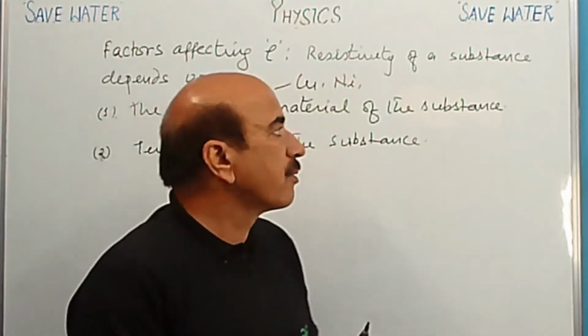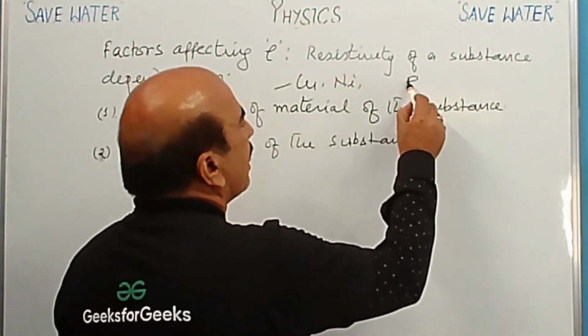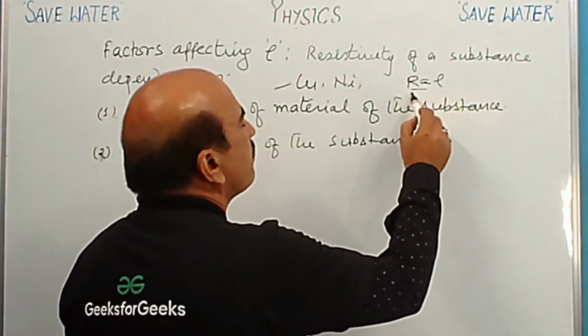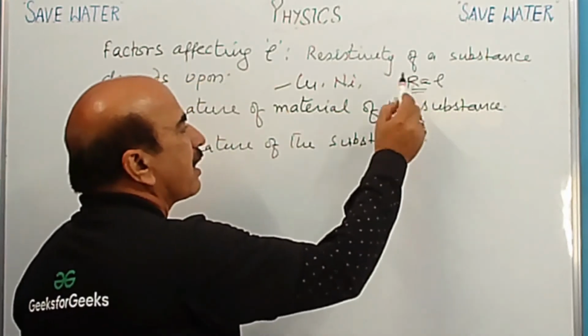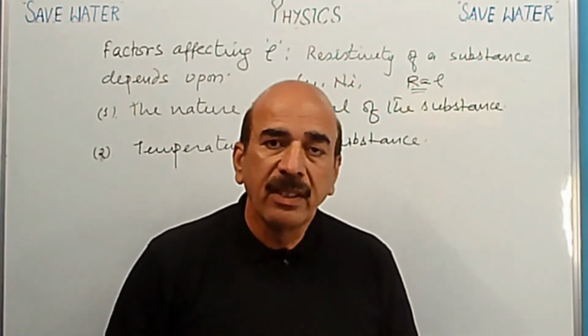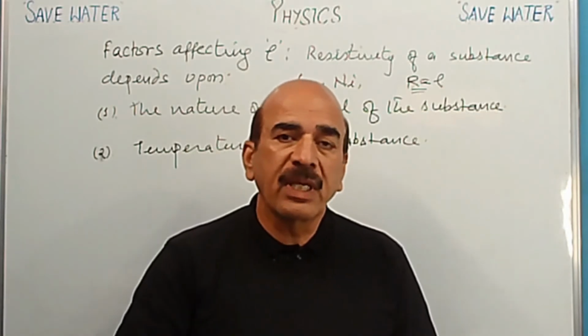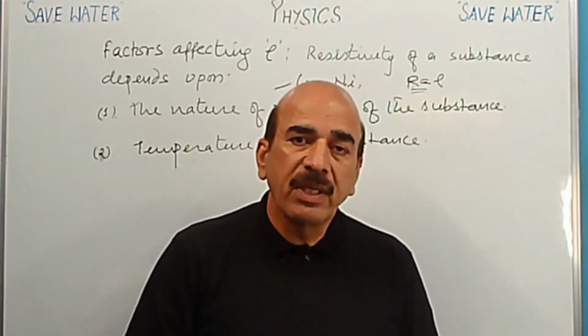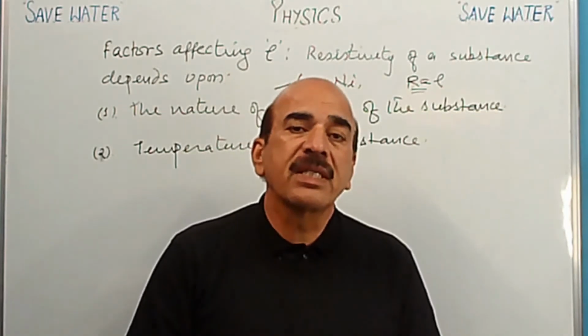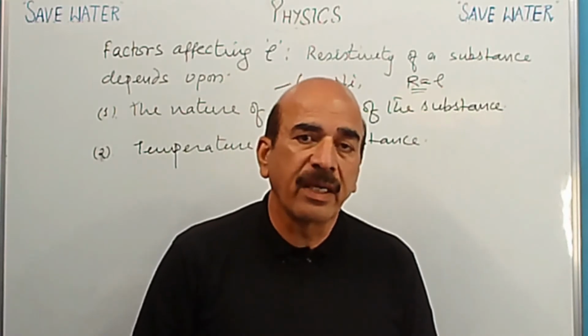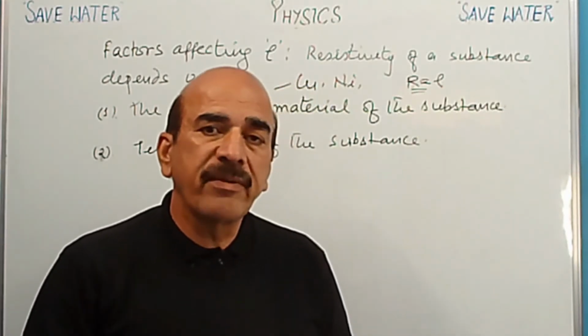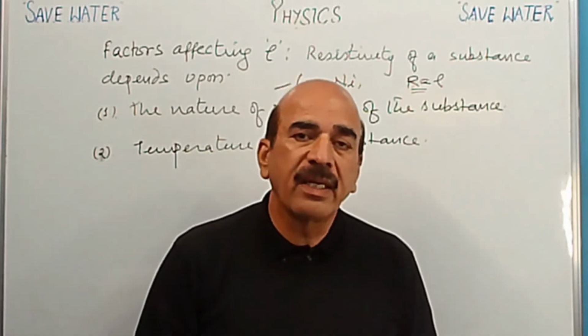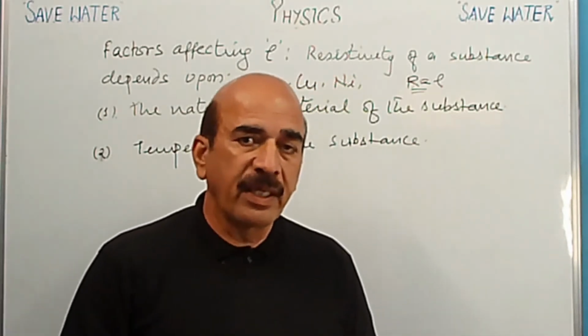And one more thing, as we have discussed, R is equal to rho. So this means higher is the resistivity, higher is the resistance. Resistance and resistivity both are related to each other. If resistivity is high, this means resistance is very high. Because of the high resistivity of nichrome, it is used in heating devices.